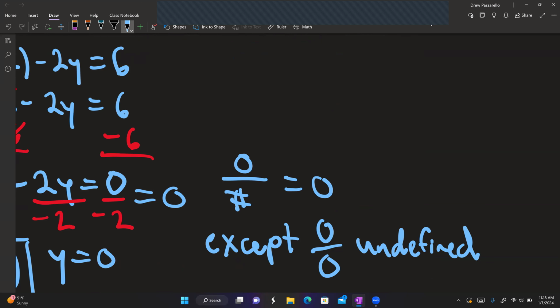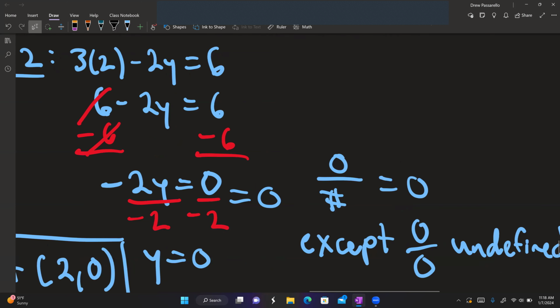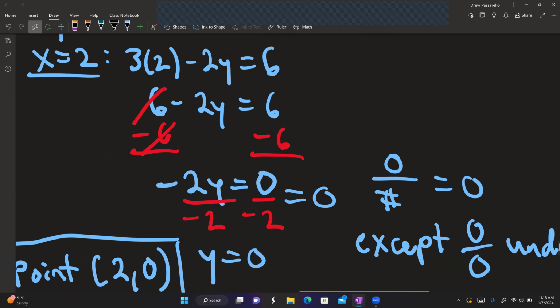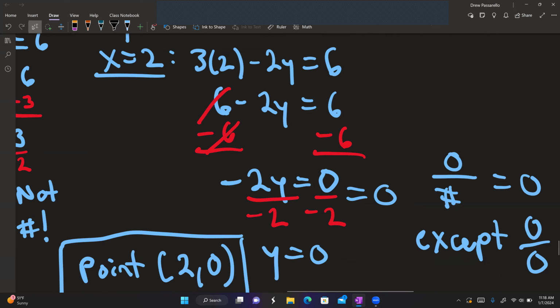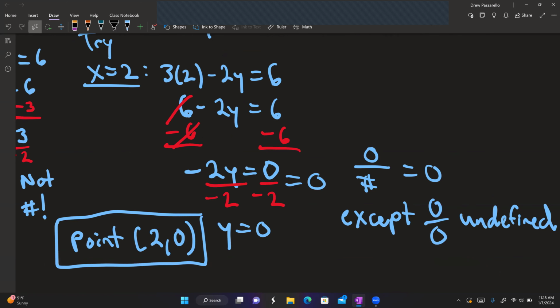So 0 divided by -2 was 0. Right, so if you want to pause that and write that down. Now here is the work when I plugged in 2. So 3 times 2 is 6. So we subtract 6 from both sides, and then you get -2y equal to 0. And then I have to divide by -2 to get rid of the -2. So then 0 divided by -2 is equal to 0.